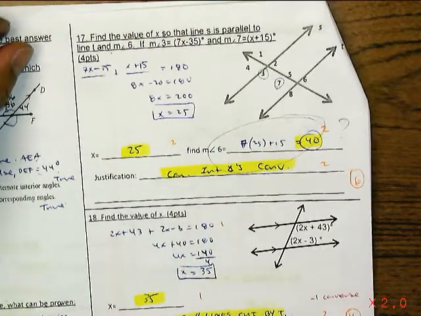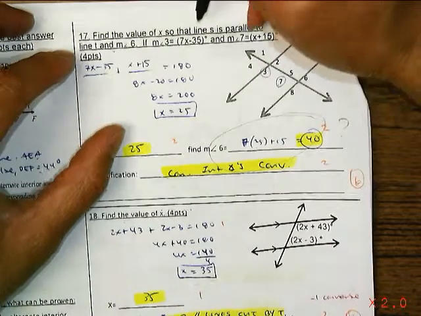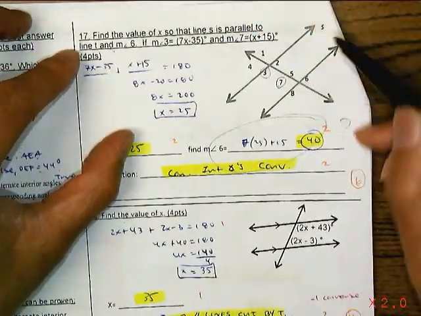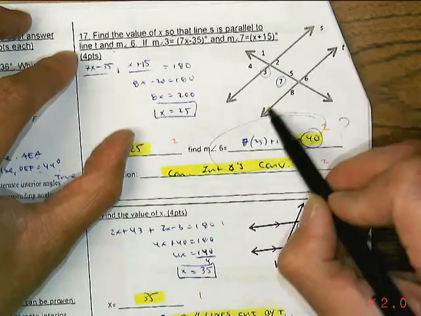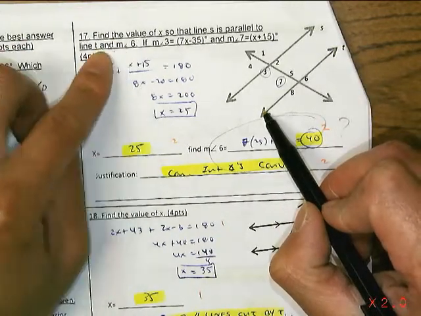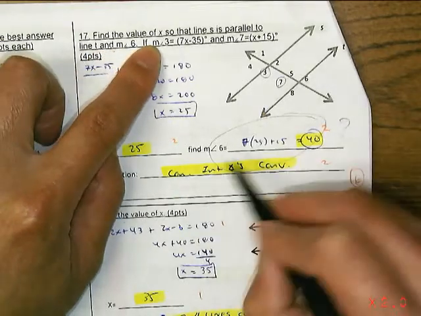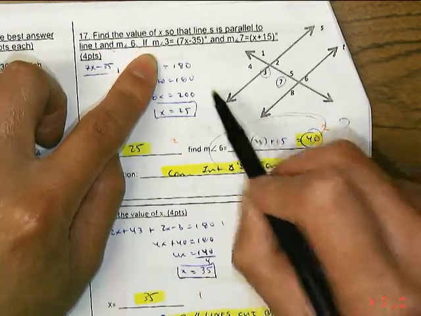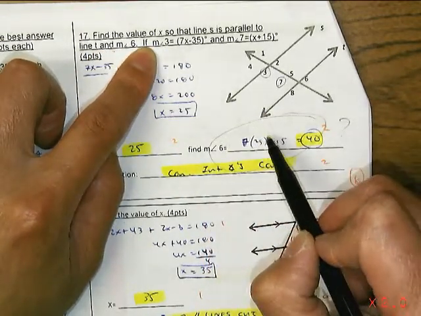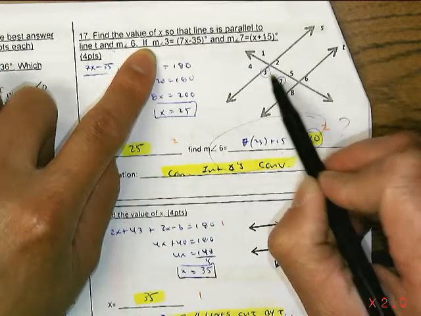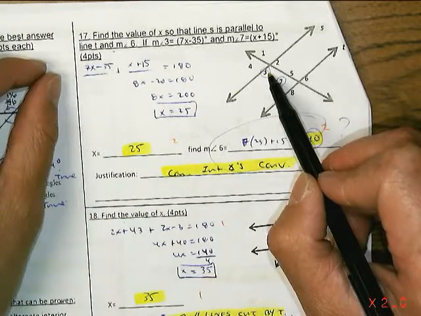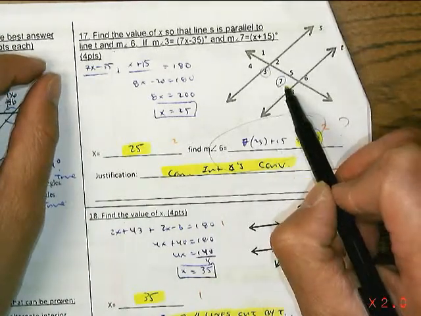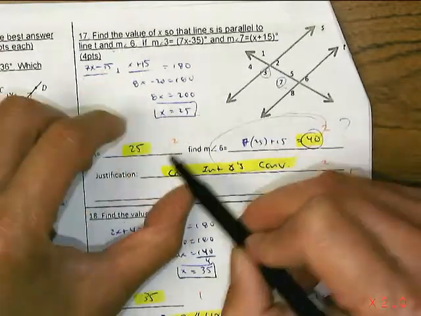Question number 17. Find the value of x if line S is parallel to line T. So here's S and here's T, and I gave 2 points extra credit because I'm not sure if I told you guys to cross that off. Measure of angle 3 and 7 are those values. So those would be consecutive interior angles, which are supplementary. So if I do that, I get x equals 25.